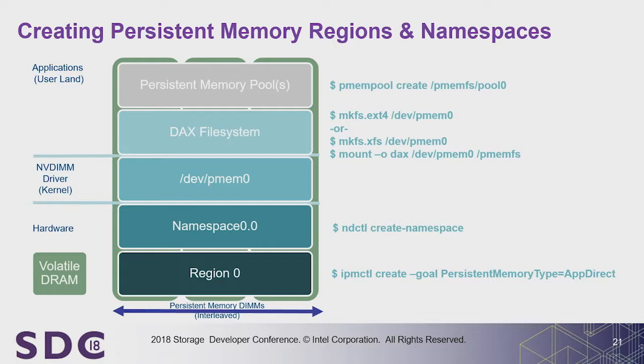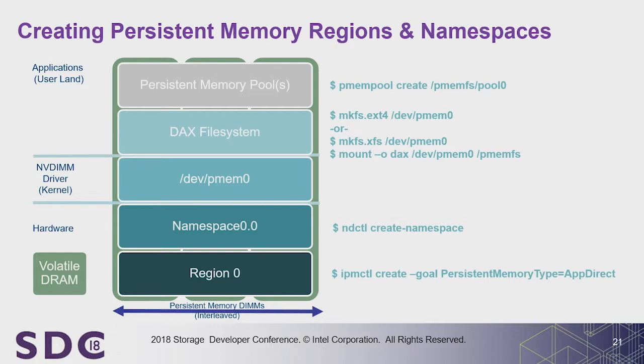So whether or not you've got a 1 socket, 2 socket, 4 or 8, it doesn't really matter. We use our IPM create command to create what we call a goal, which gives us our region. This is no different than DRAM, effectively. Layered on top of that, we just create a single namespace of the same size, or as close to the same size as possible, for our region. Here we just use the NDCTL create namespace command. Nice and easy. That gives us a device called PMEM0 under our dev directory on Linux.